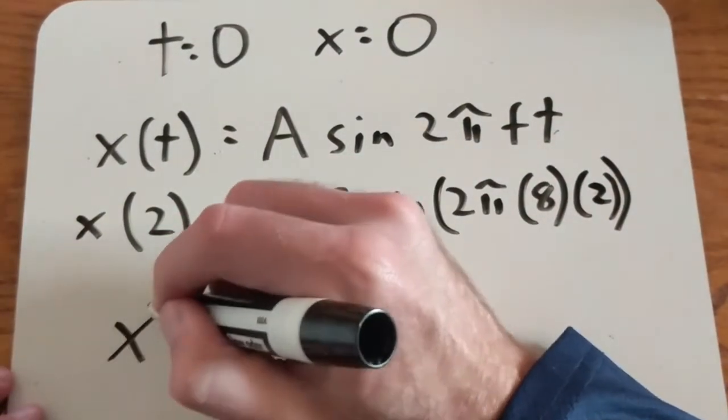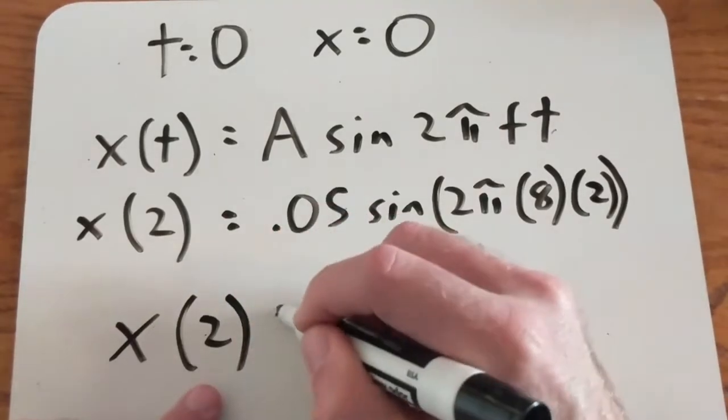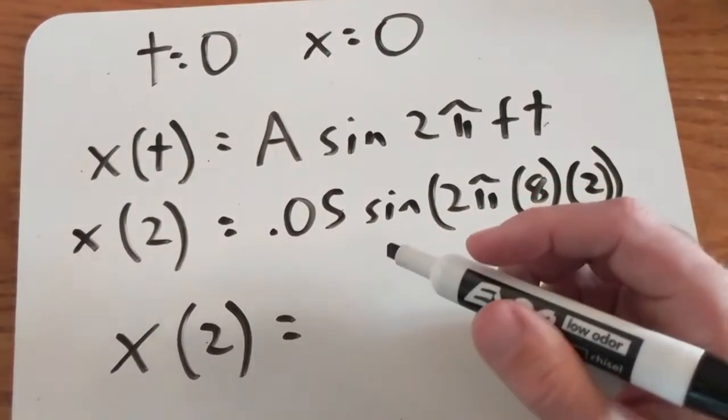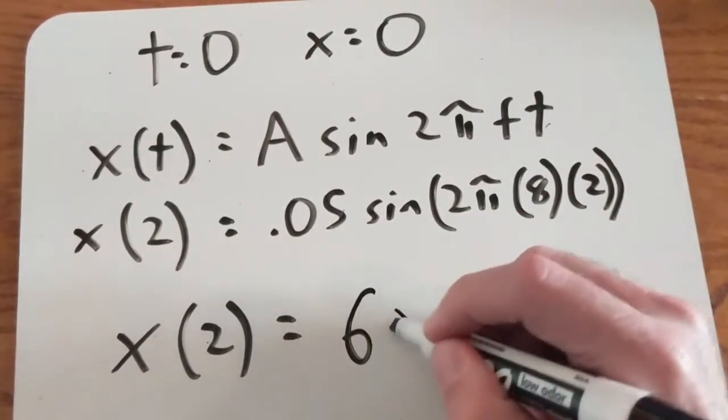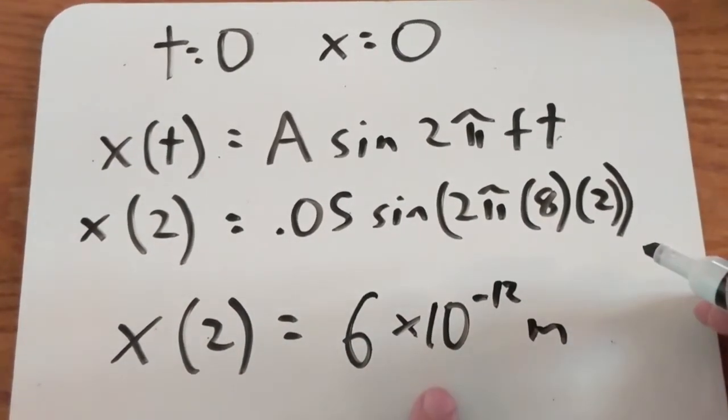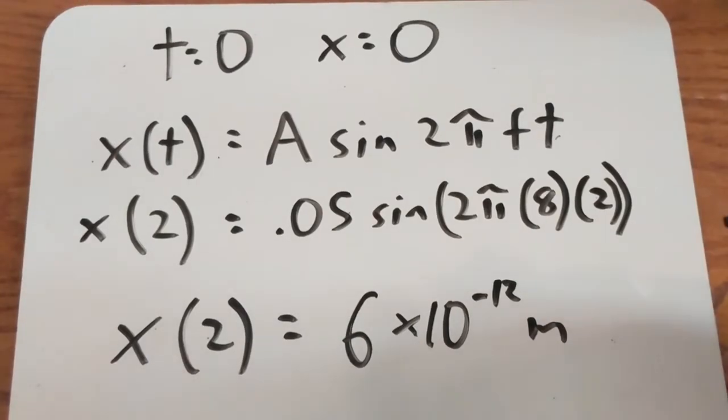When we plug all that into our calculator, we see the position at 2 seconds will be, let me plug it into my calculator real quick, 2 times pi times 16 equals, let's convert it into radians and take the sine of that times 0.05, and I will get 6. It's actually 6 times 10 to the negative 12 meters. So it's pretty much at its equilibrium point. It's just a really, really, really small distance from its equilibrium. And that's how we do this problem.